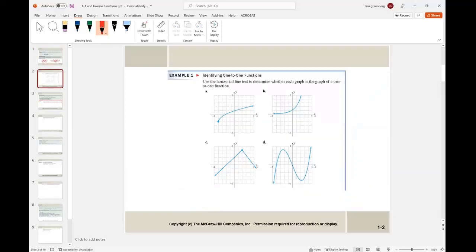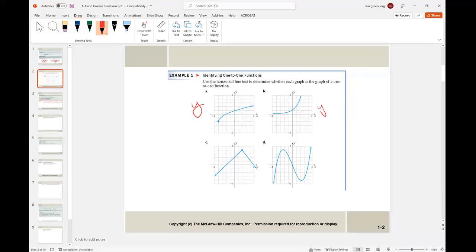So let's look at this. So for identifying one-to-one functions, does A pass the horizontal line test? Yes. Perfect. How about B? Yeah. It does, even though it looks like here it's not, because it looks like it's getting horizontal, it's not. That's an asymptote happening there. So it is passing the horizontal line test.